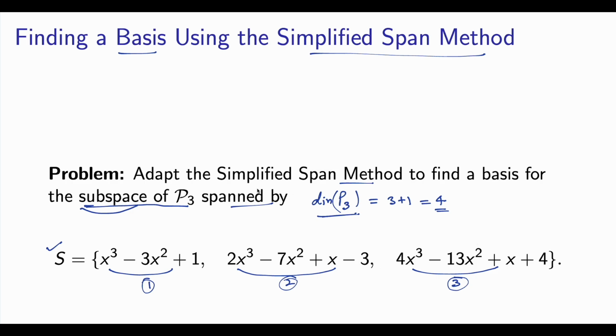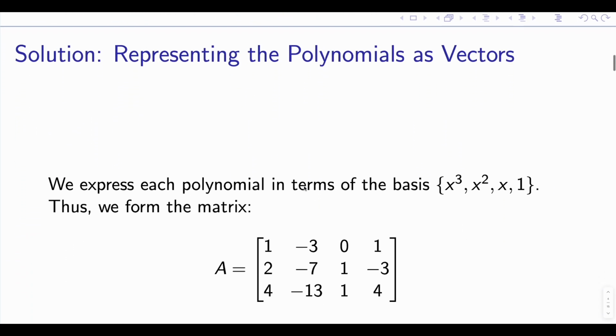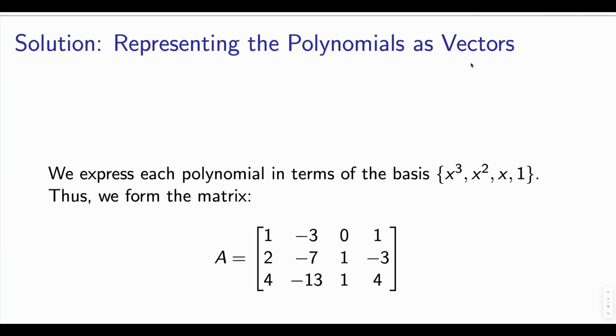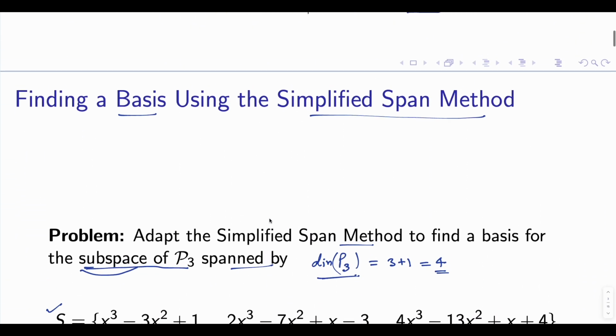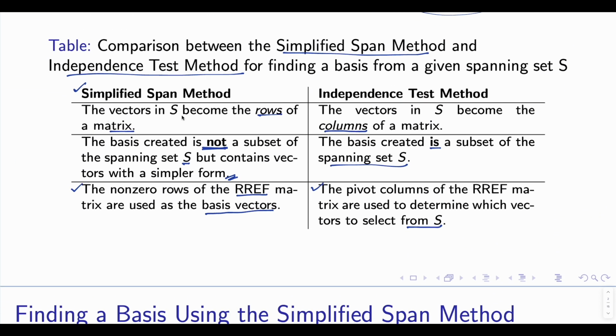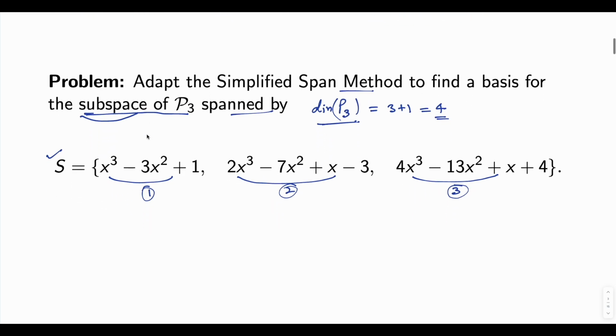So that is the way the simplified method works. Now if you see here, we are representing these polynomials as vectors. I am going to express the polynomial in terms of the basis vector, highest coefficient first, row wise. In the spanning method, you go row wise and allot the vectors so they become rows of the matrix. So if you see the higher degree, 3, 2, x, 1.